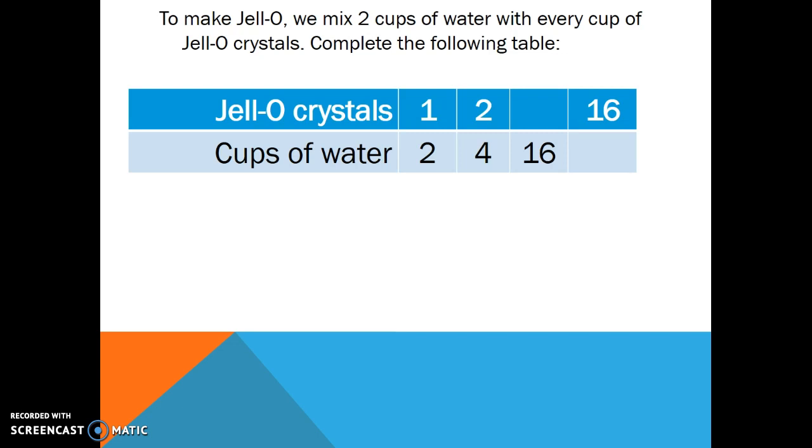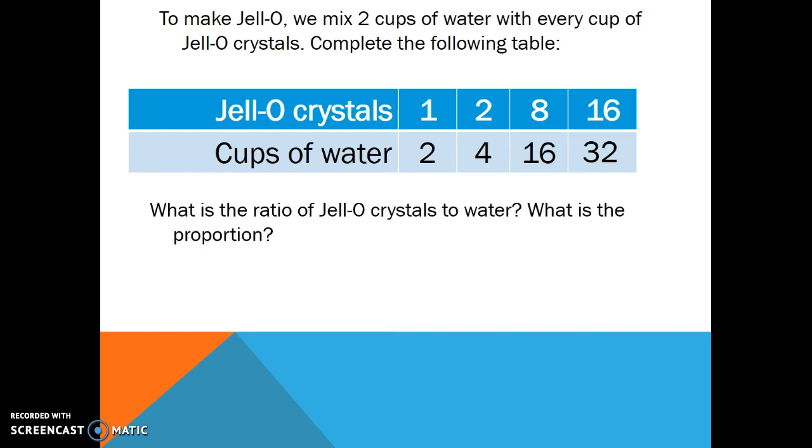How many cups of Jell-O crystals do I need with 16 cups of water? I'm going to need half of that, or 8. If I have 16 cups of Jell-O crystals, I am going to need, you should see by now, double that, or 32 cups of water. So the ratio of Jell-O crystals to water is just going to be 1 to 2, which also happens to be the proportion.